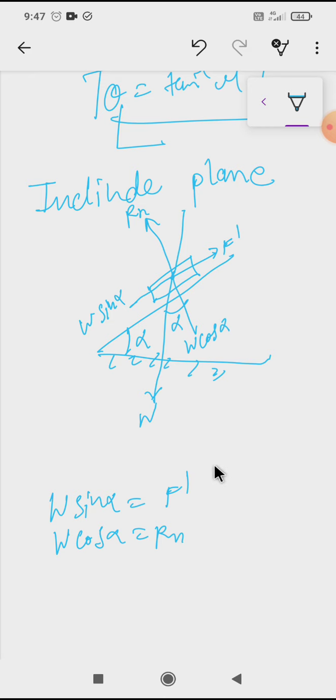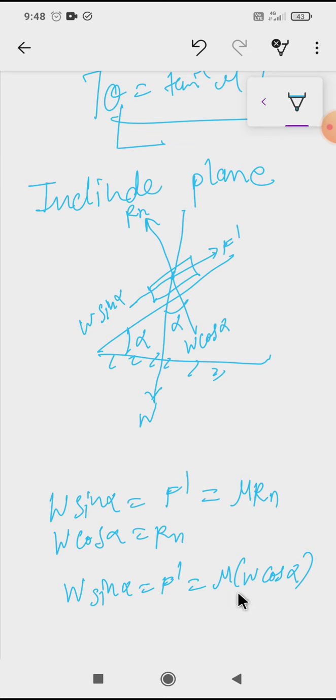If the angle of inclination of the plane is increased, the body will just slide down the plane on its own. When W sin alpha, that is F dash, becomes equal to mu Rn, it will start sliding. Rn is W cos alpha, so W sin alpha, that is F dash, is equal to mu into W cos alpha.